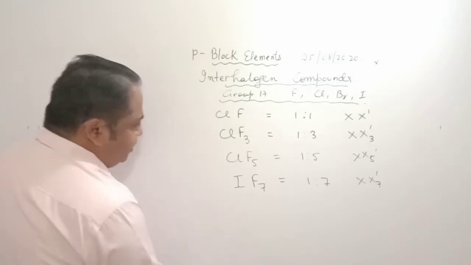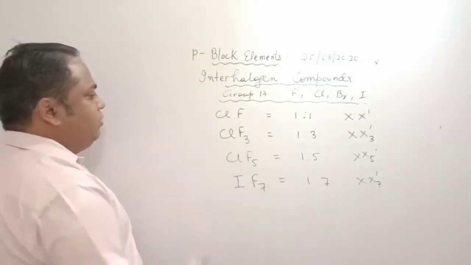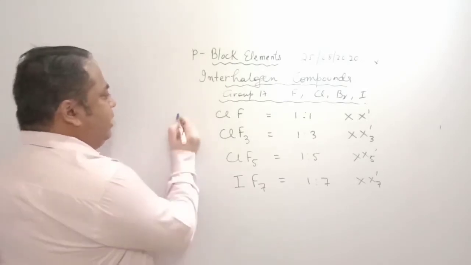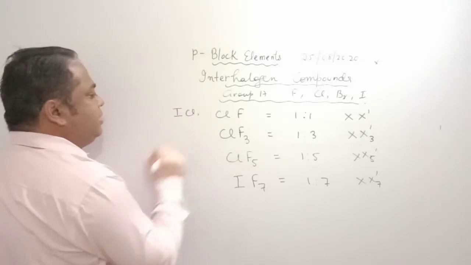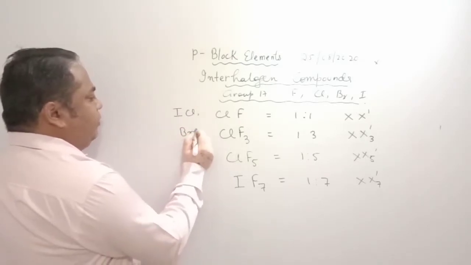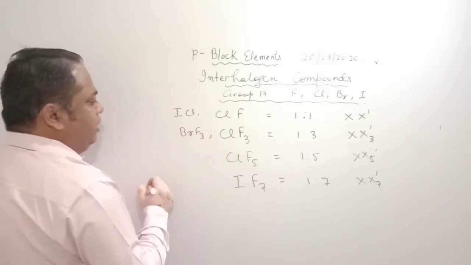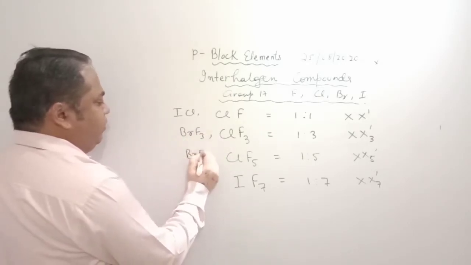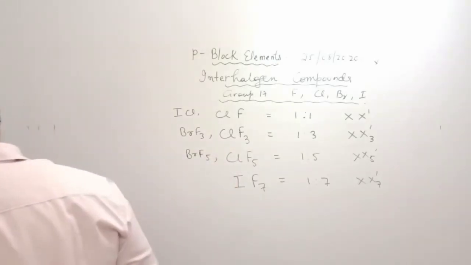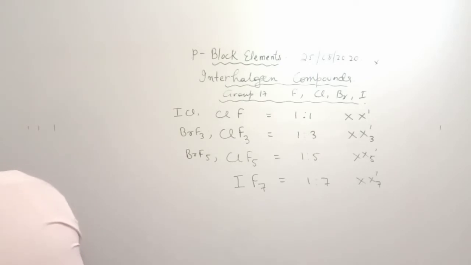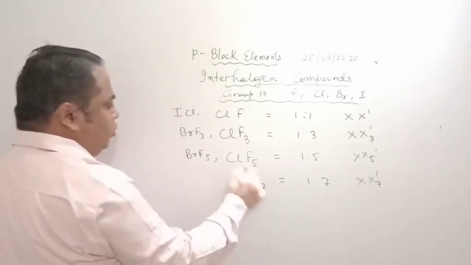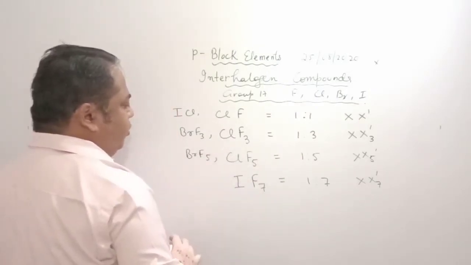Now preparation of these can be done by giving suitable concentration of these. Now even ICl is also possible. So if I write ICl, it will be under this. If I write BrF3, it will be under this category. If I write BrF5, it will be under this category. Okay. So IF7 is unique, and it is formed only with iodine.